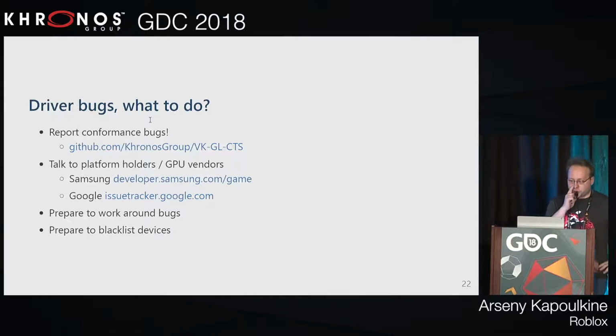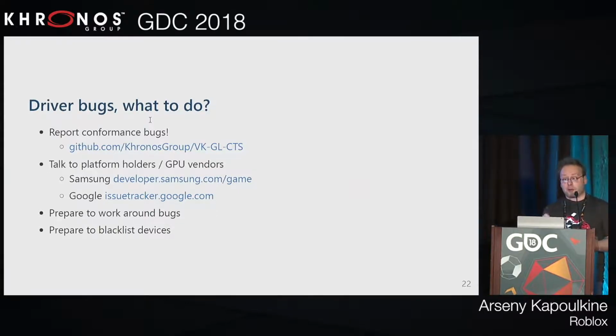Speaking of driver bugs, what do you do when you hit a driver bug? Well, first you find out what it is, you try to work around it? Well, no. First thing you should do is report it. Where do you report it? You have several reasonable options. You can talk to the platform holder. We worked with Samsung a lot on this stuff. If you go to the link, they have a game program where they help game developers deal with this. Google has a public issue tracker. I'm not sure how well it works yet, but we have reported several bugs, and I've been told they're being fixed. And the most important thing, though, is to report the bug to the conformance testing suite.